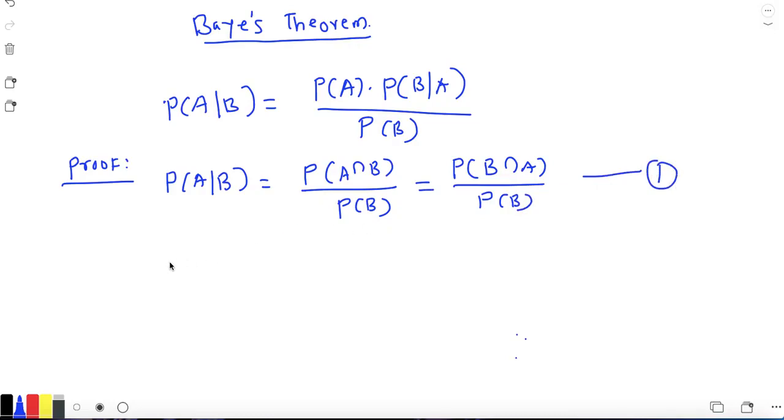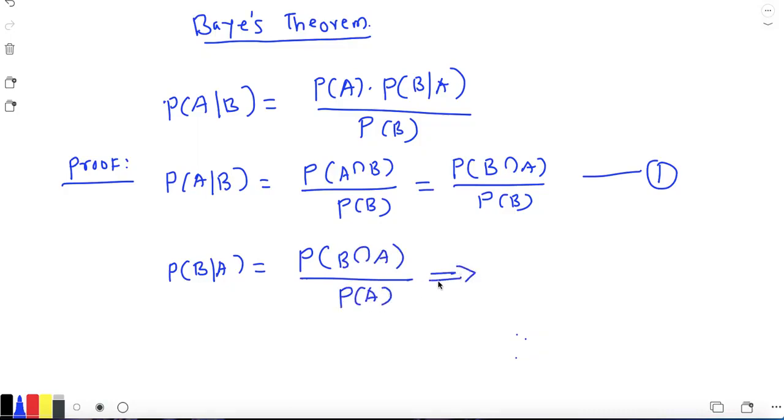Now again, from the definition of conditional probability, probability of B given A is equal to probability of B intersection A divided by probability of A, right? So therefore, if I rewrite this equation by taking this denominator on the left hand side, I'll have probability of A into probability of B given A, which is equal to probability of B intersection A, right? So this is equation 2, right?